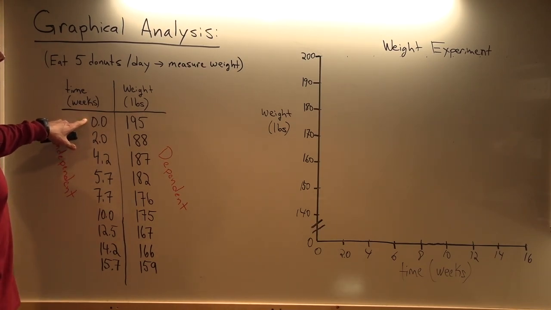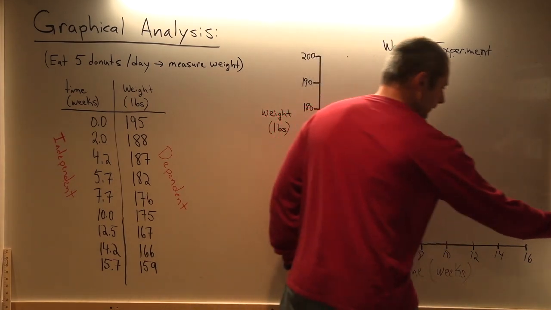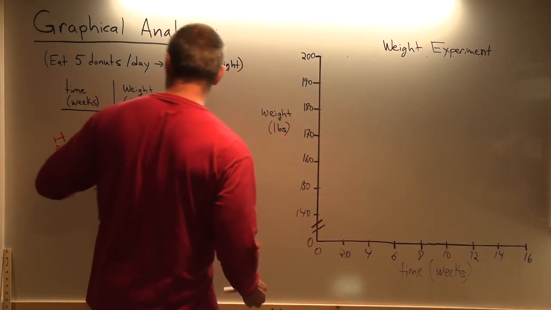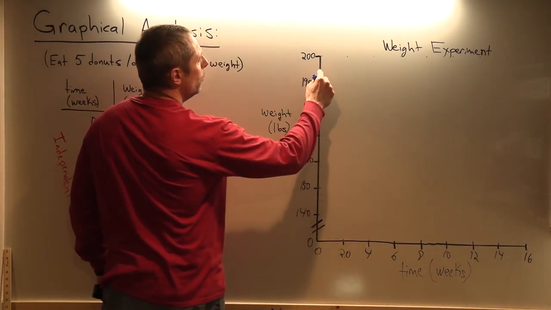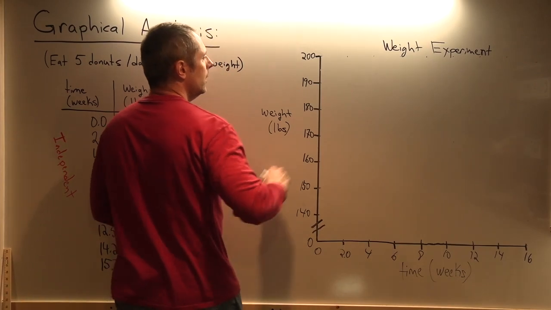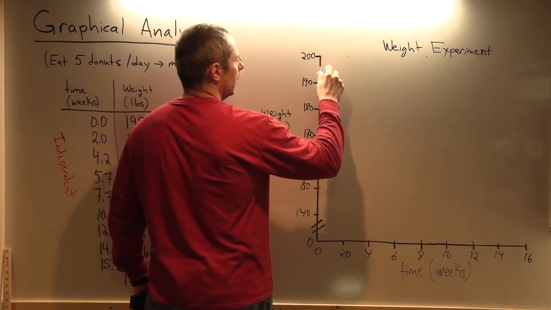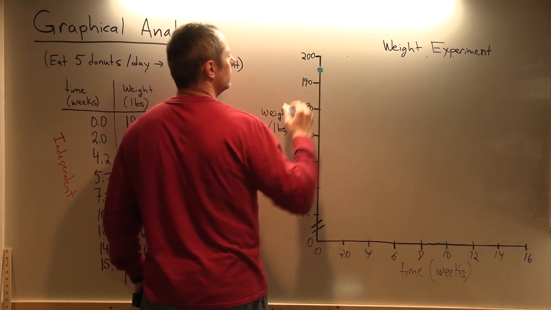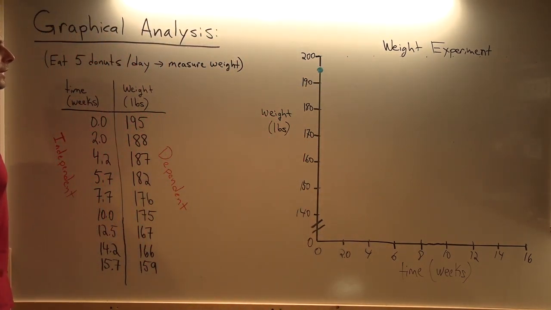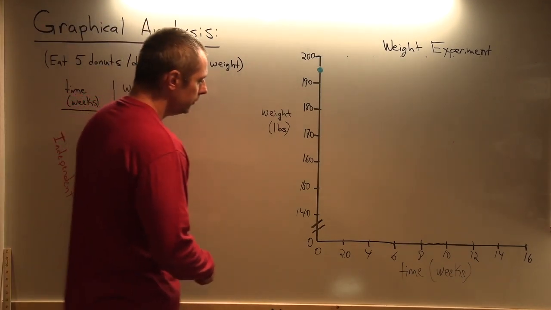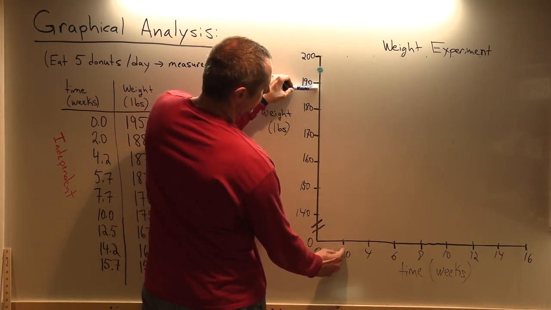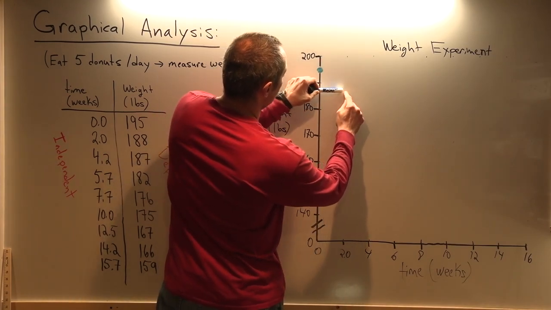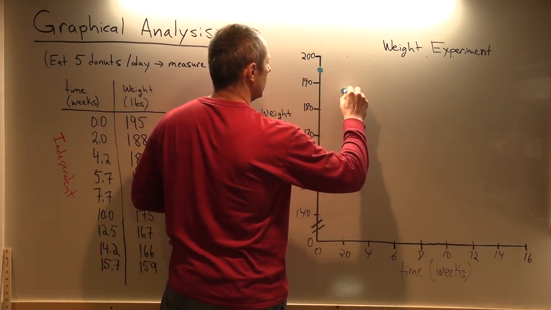So 0, 195, what I do is I find 0 on the x-axis and 195 on the y-axis. Here's 0 on the x-axis, 195 on the y-axis. So let me make a little space because marker doesn't like to go over itself. Okay, so there's 195. 2 weeks, 188 pounds. So here's 2 weeks. 188 pounds is somewhere around here. So what I do is I go up like this and over like this, and I put a dot like so.